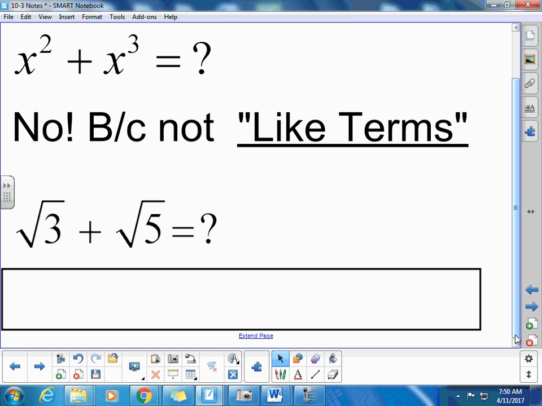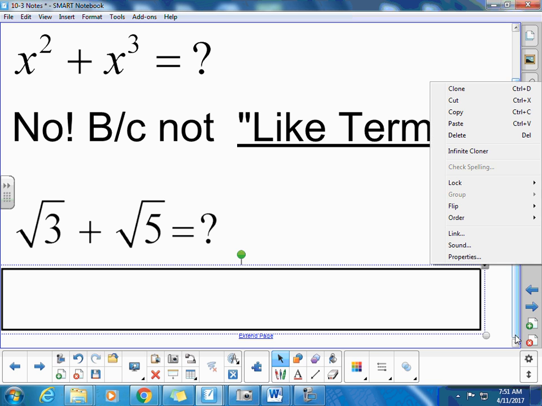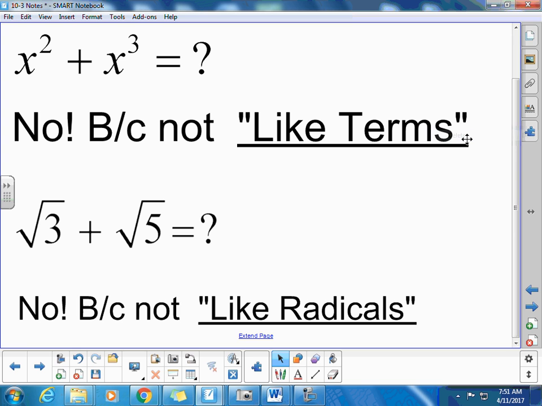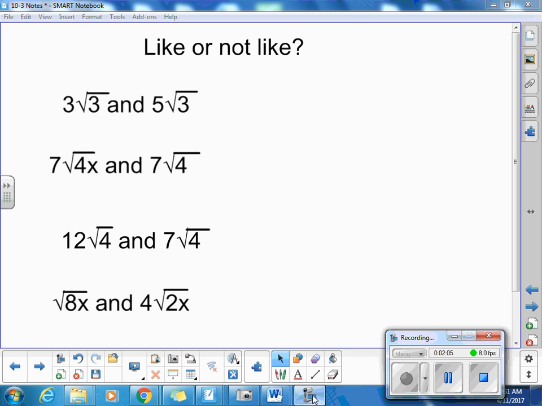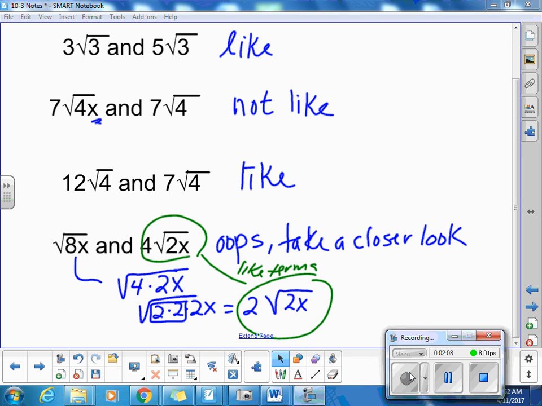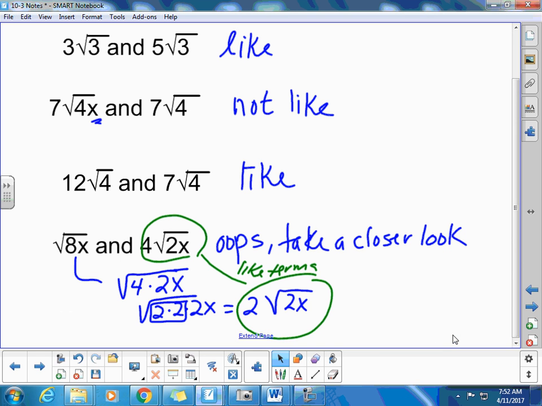How about this? Square root of 3 plus square root of 5. What do you think? And hopefully you said no because these are not like radicals. So what's under the radical has to be exactly the same for you to combine like terms. So like or not like, put me on pause and tell me what you think if these are like or not like.